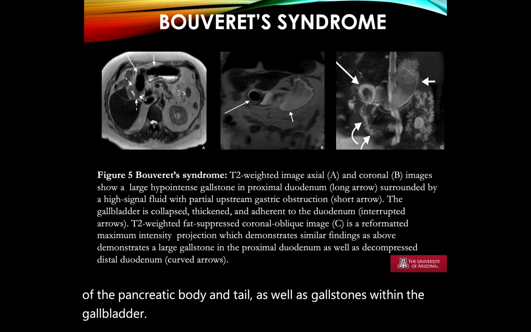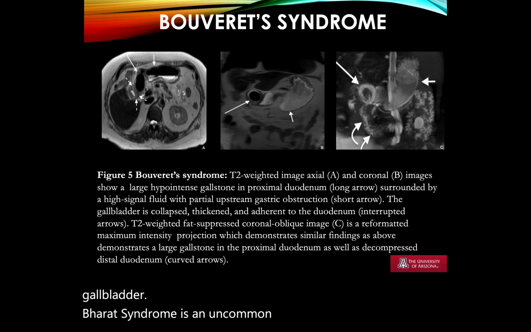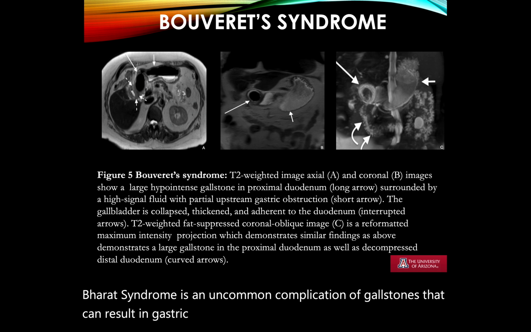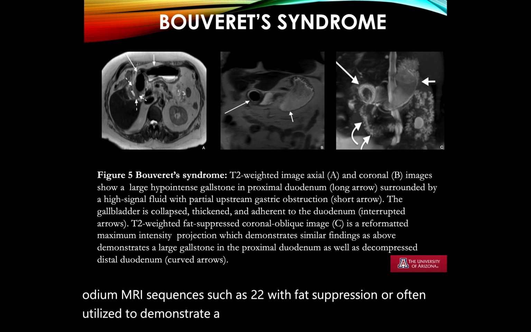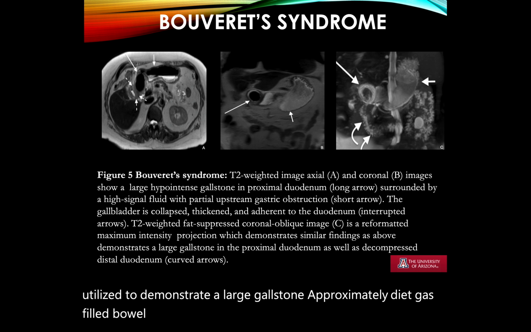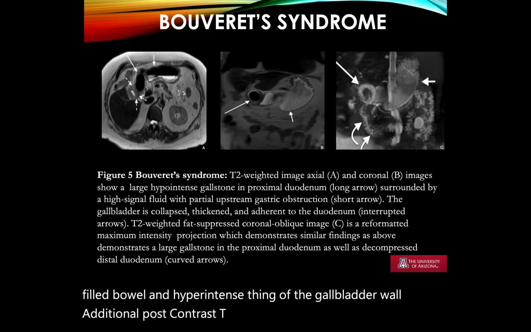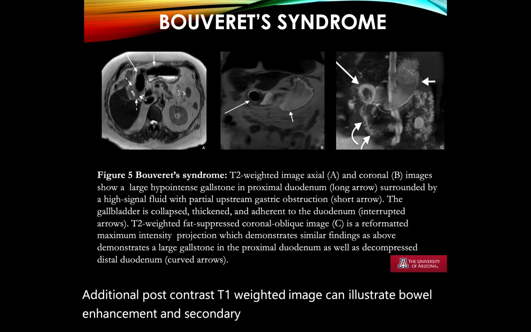Bouveret's syndrome is an uncommon complication of gallstones that can result in gastric outlet obstruction when gallstones enter the duodenum. MRI sequences such as T2 with fat suppression are often utilized to demonstrate a large gallstone, proximally dilated gas-filled bowel, and hyperintense thickening of the gallbladder wall. Addition of post-contrast T1 weighted image can illustrate bowel wall enhancement and secondary findings of inflammation.